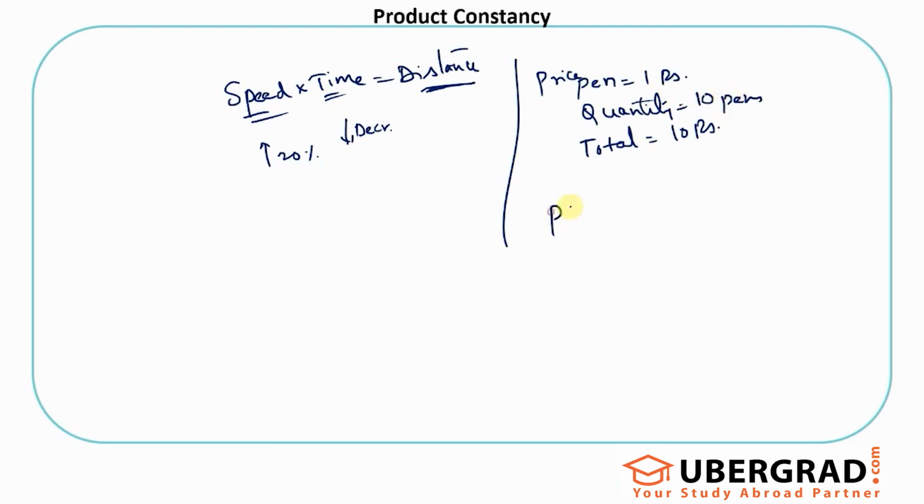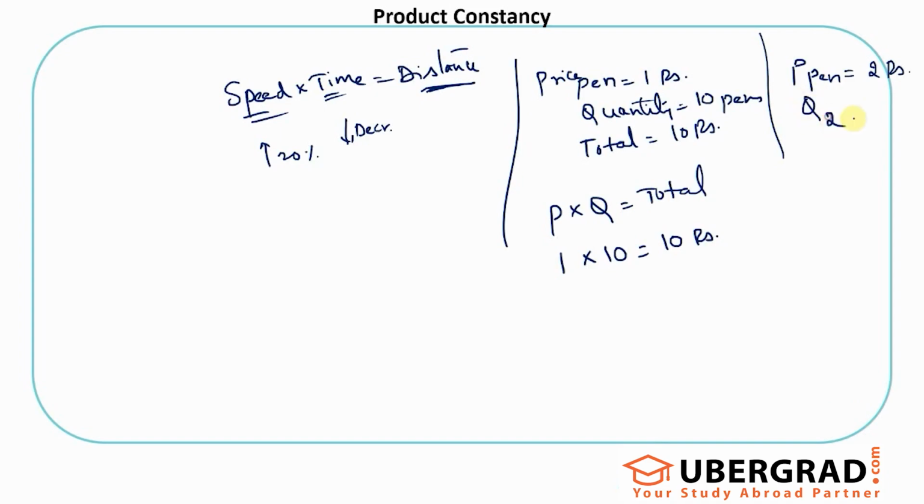How would I get it? Price into quantity will be the total. So 1 rupee is the cost of a pen and the quantity is 10 pens, so that will take away 10 rupees. Let's imagine that the price of a pen went up to 2 rupees. Now, how many pens can I buy spending the same money? The total will not change, it is still 10 rupees. So 2 rupees into the new quantity Q2 gives 10 rupees, so Q2 is 5 pens.